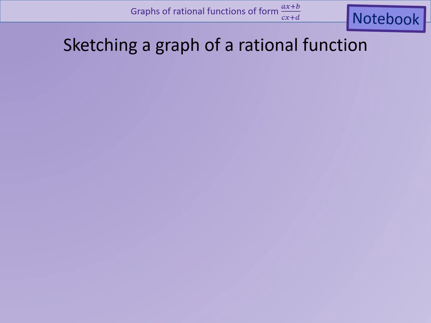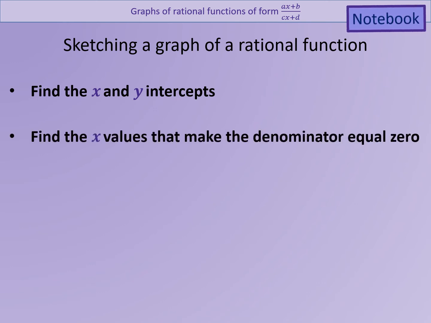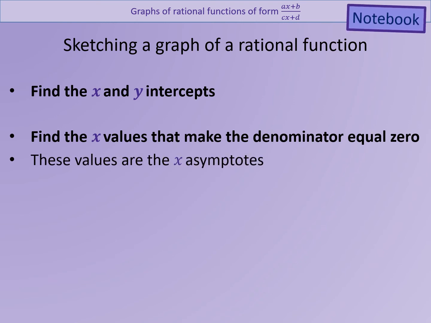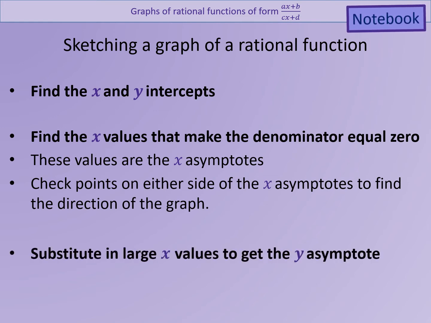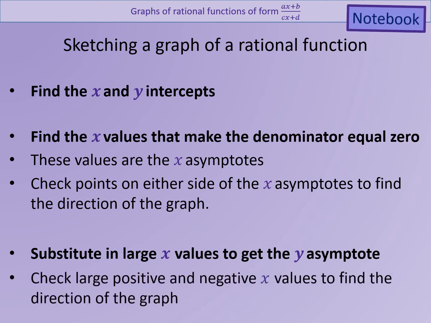Okay, so a summary then of sketching a graph of a rational function. So this is for your notebooks. First step is to find the x and y intercepts. Then you find the x values that make the denominator equal to 0. So this will tell you where the x asymptotes are. And then we check either side of the x asymptotes to find the direction of the graph. And the final step is to substitute in large values of x to find the y asymptote, and then we check large positive and negative x values to find the direction of the graph.